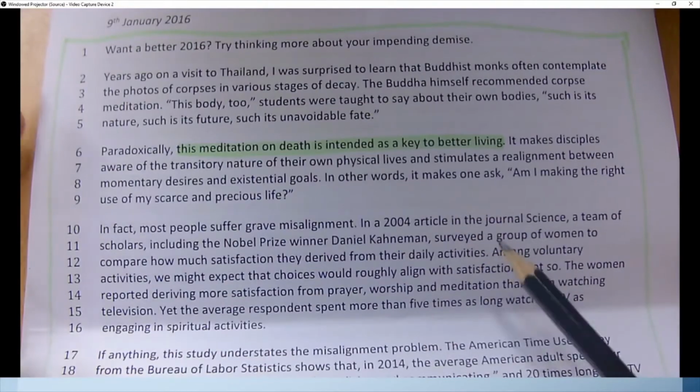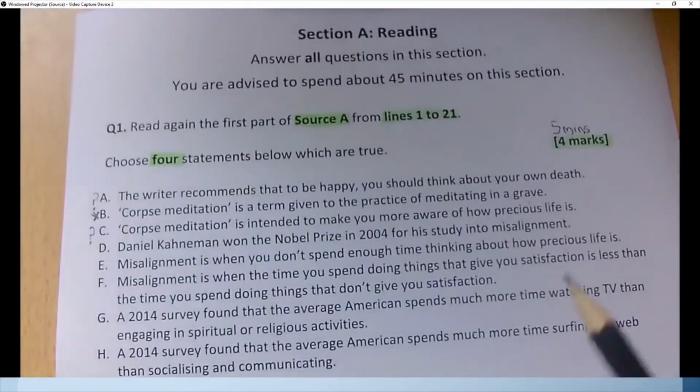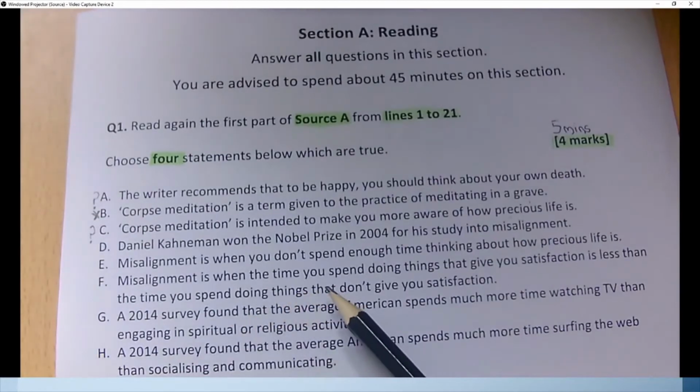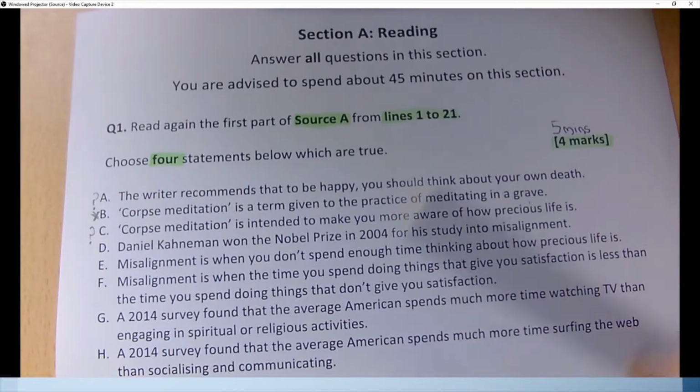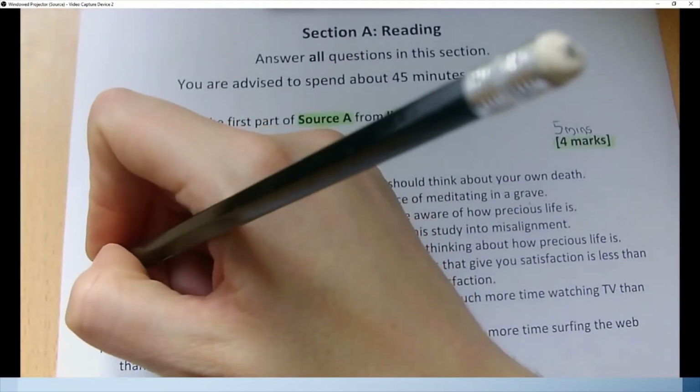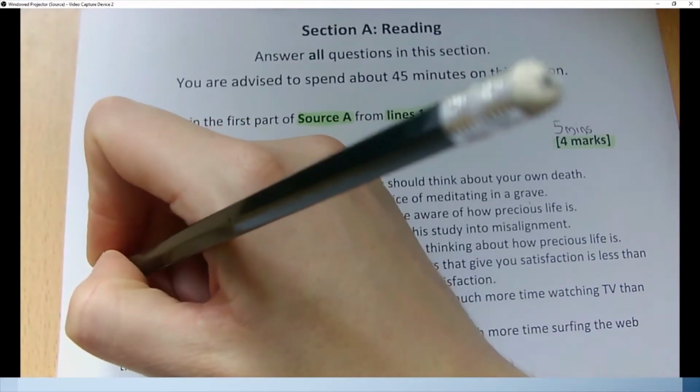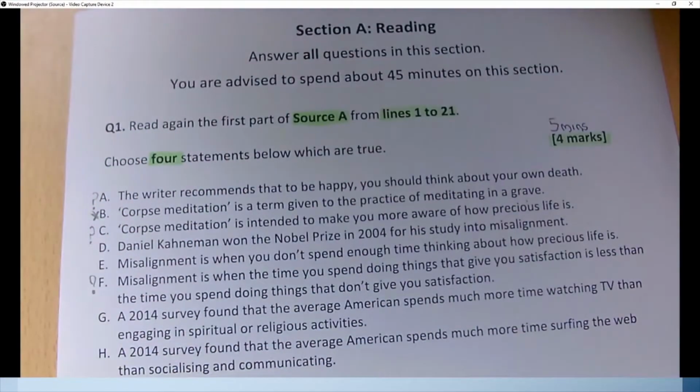So that definitely links to the idea that misalignment is when you spend time doing things other than the things that give you satisfaction. So I think it's probably going to be that one. So again, I'm going to put that there.